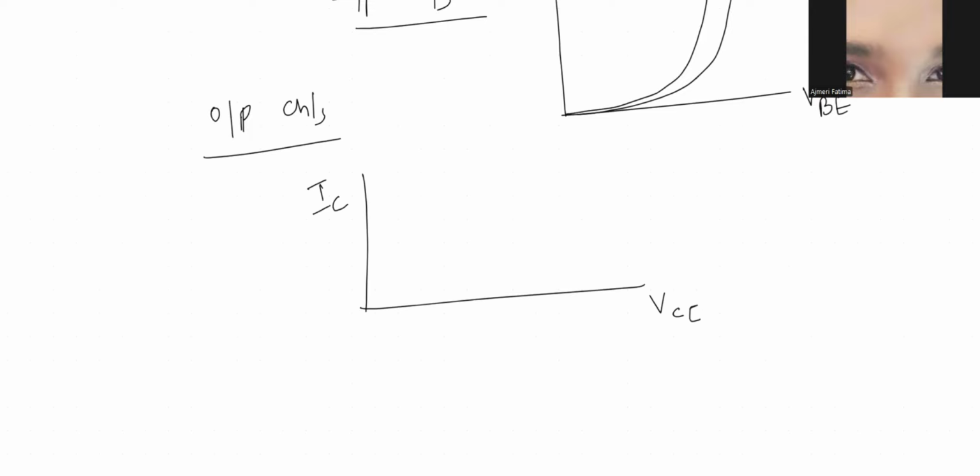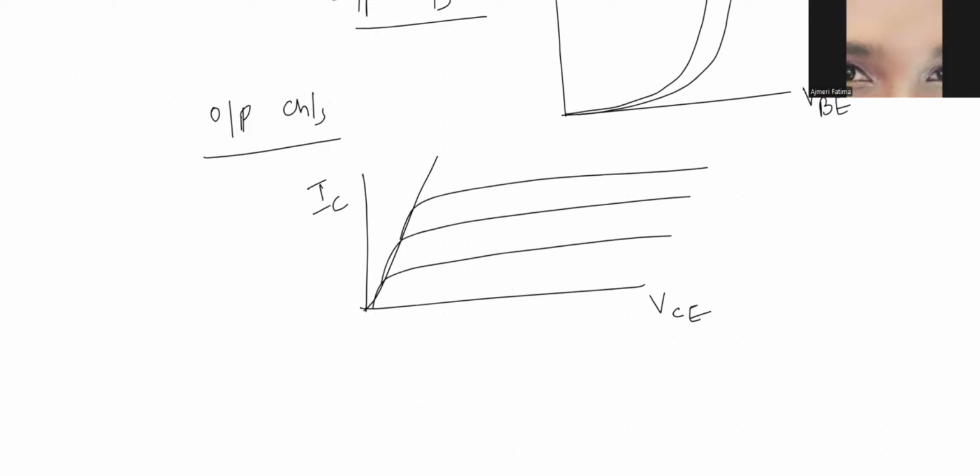And what is kept constant? Input current will be kept constant. So that's IB. So you get a curve like this. So this is the curve you're going to get. And here also same like what we have done. So this is your base. No, base is 0. Next is base is equal to 10 microampere. Next 20 microampere and so on. 30 microampere.